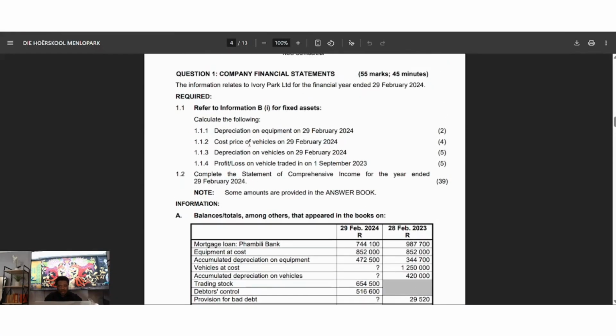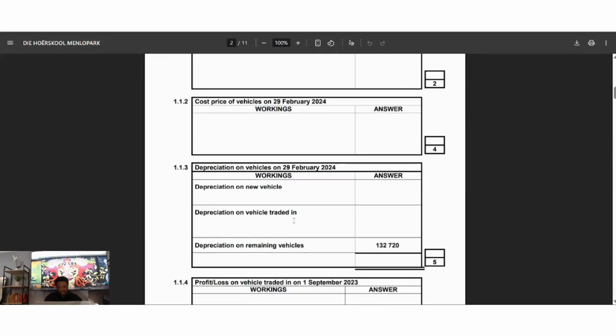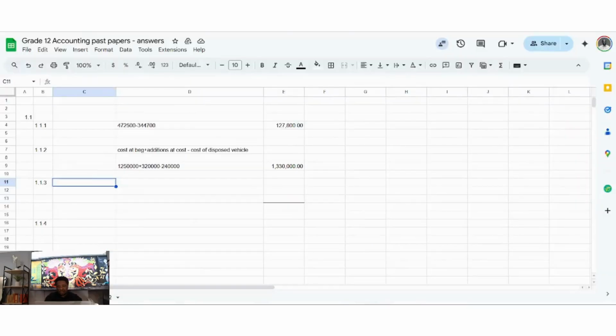The next question says we need to calculate the depreciation on vehicles, and if you do remember well, there is an amount that is provided here when you're calculating this depreciation on vehicles. There is depreciation on remaining vehicles, and then we have two other classes of vehicles, which is the depreciation on the new vehicle, and the depreciation on the vehicle traded in. If we add up those three, we will get our depreciation on vehicles for the year ended 29 February 2024. Okay, so let's do that.